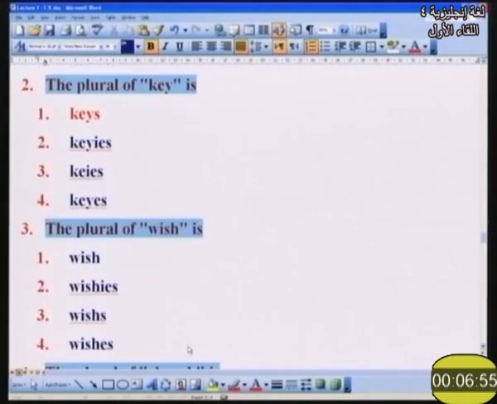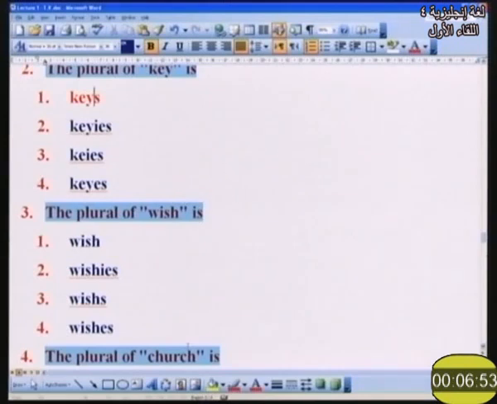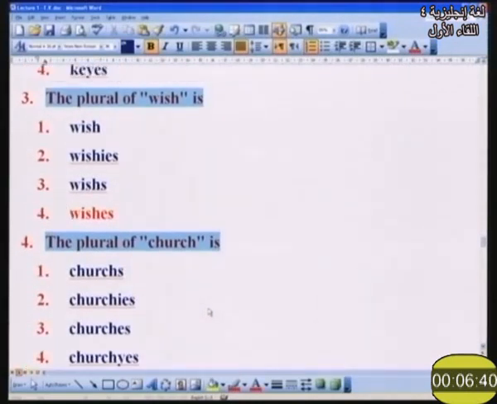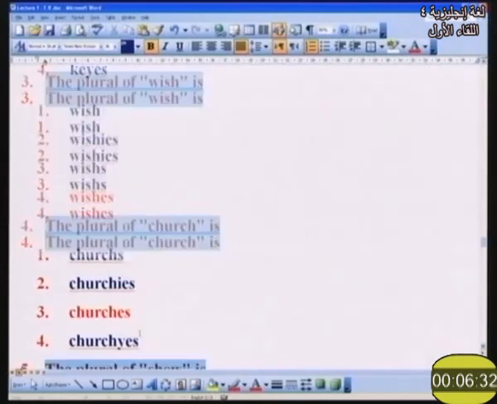The plural of wish. Wish ends with an SH, and words ending with an SH or CH have the plural with an ES. You add an ES, then the plural is wishes. We have the plural of church, which ends with a CH. We add an ES, then the plural is churches.